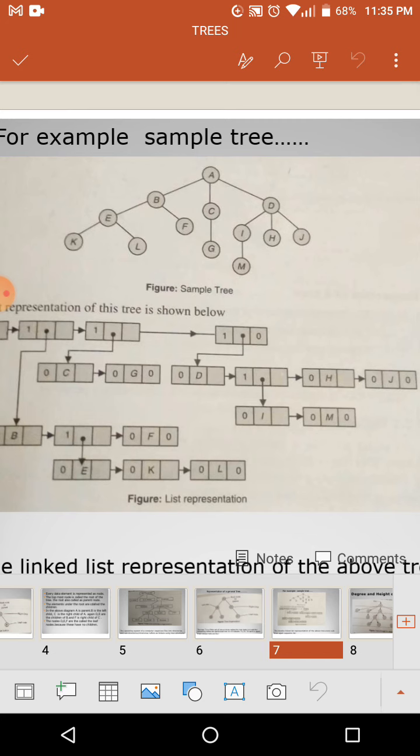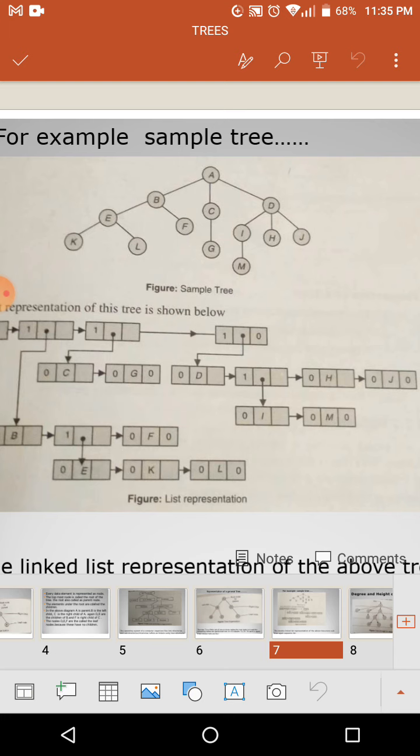A is the root node, B is a subtree, one of the children, and C is one of the children, and D is a subtree. We already discussed that a tree, suppose we call it T, will be divided into T1, T2 up to Tn, n number of subtrees. So this is a simple example of n subtrees. A is the root node, B is a subtree, C is a subtree, and D is a subtree. So how will the data be represented?